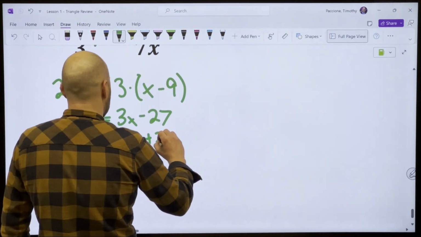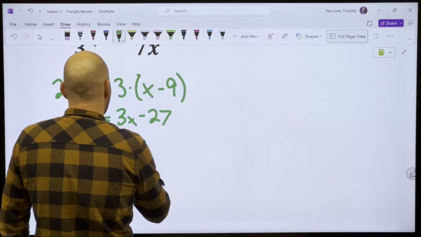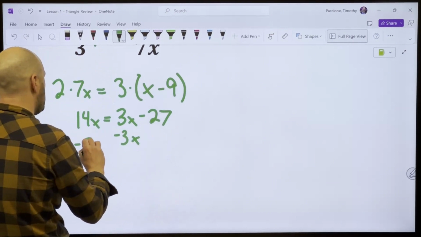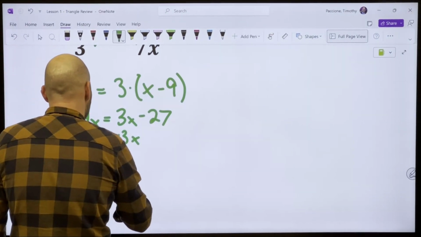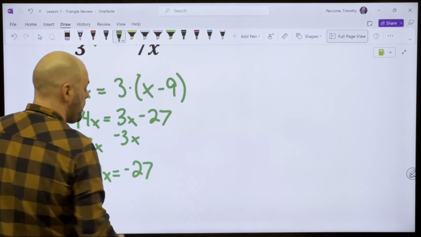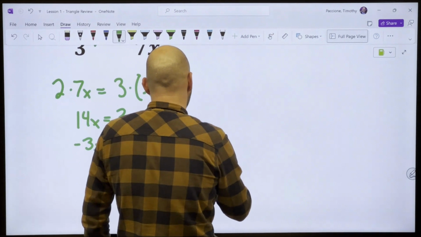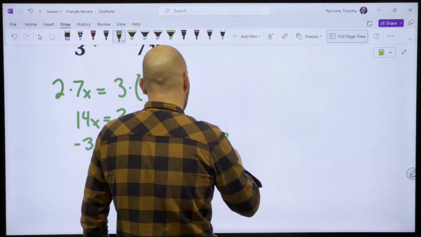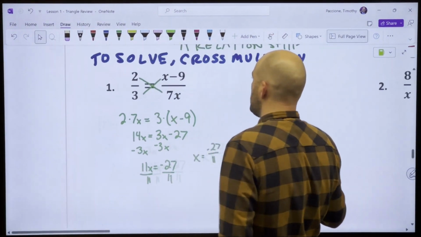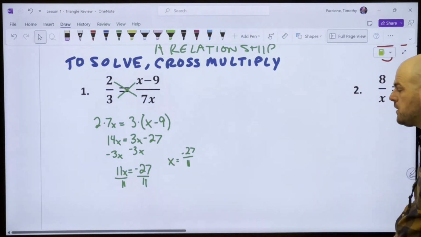This isn't like the cleanest problem. Wait, no, I wouldn't move the 27. Minus 3x, minus 3x. 11x equals negative 27. Divide by 11. Divide by 11. X equals negative 27 elevenths. Okay? One more, and then I'll hand out your homework.